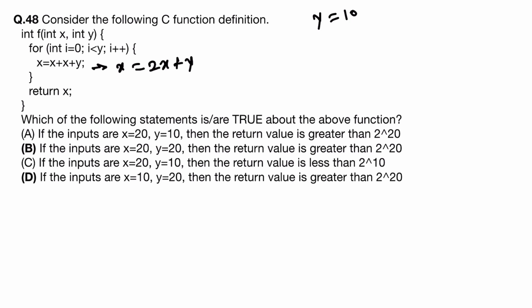So see at first option, x is equal to 20, y equal to 10. Then in first loop, what will be the value of x? 2 times 20. No, just don't take the value like this. x will be 2x plus y.